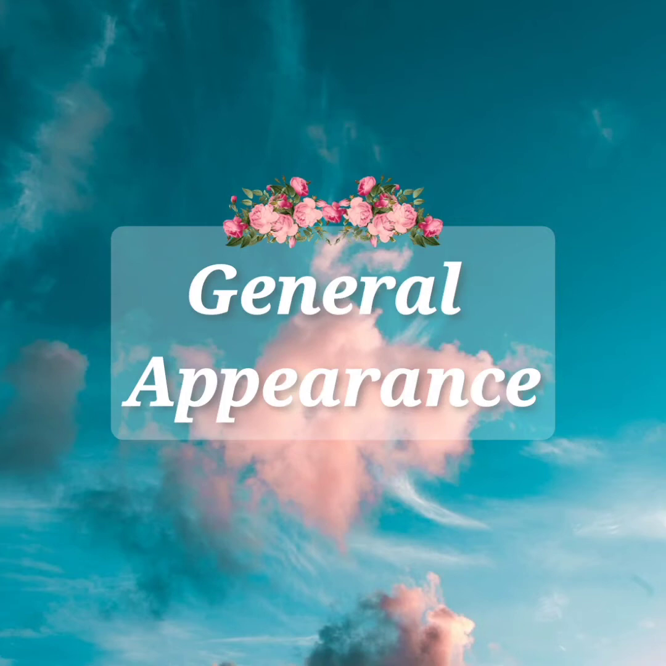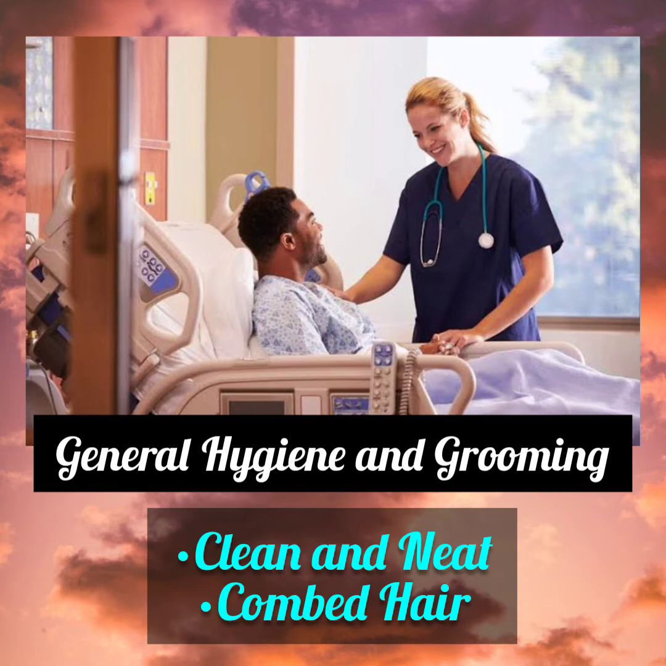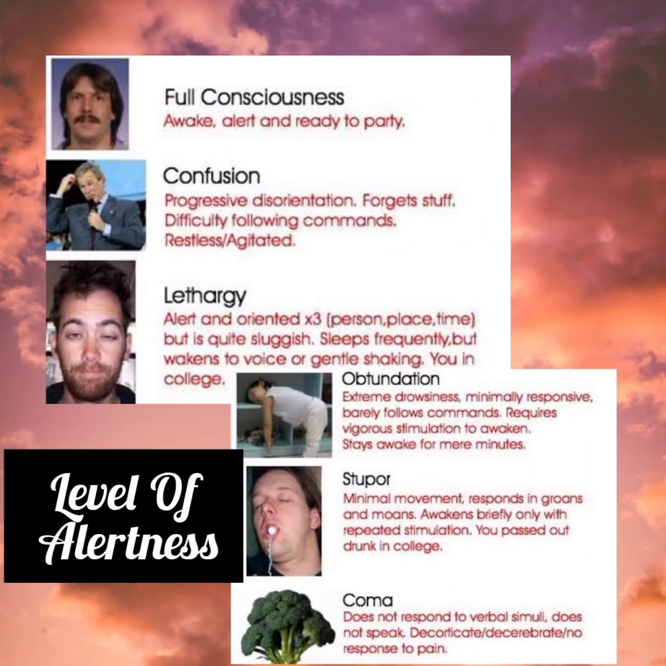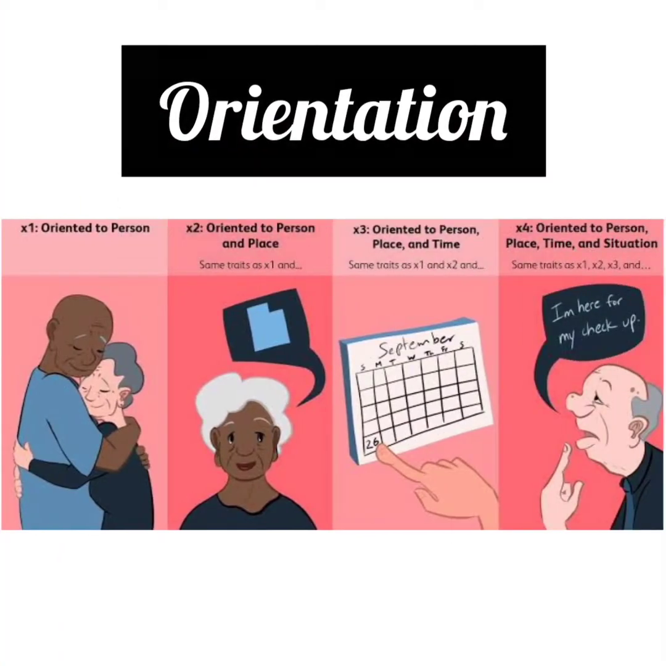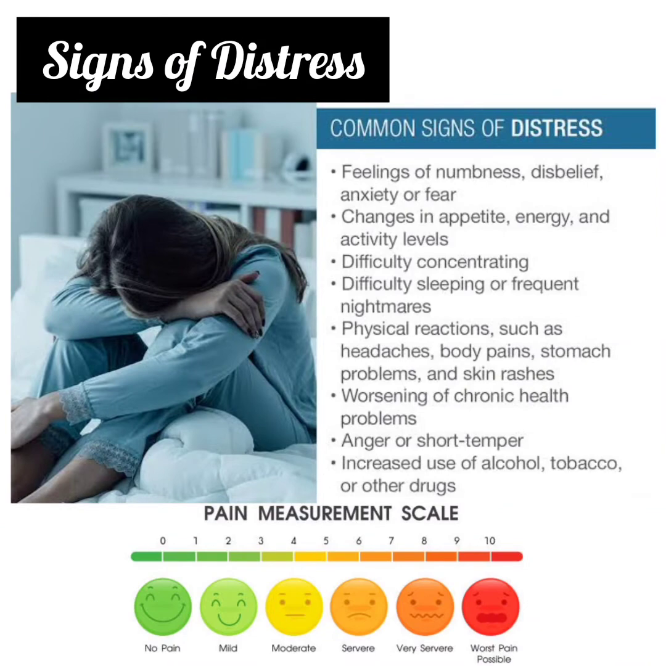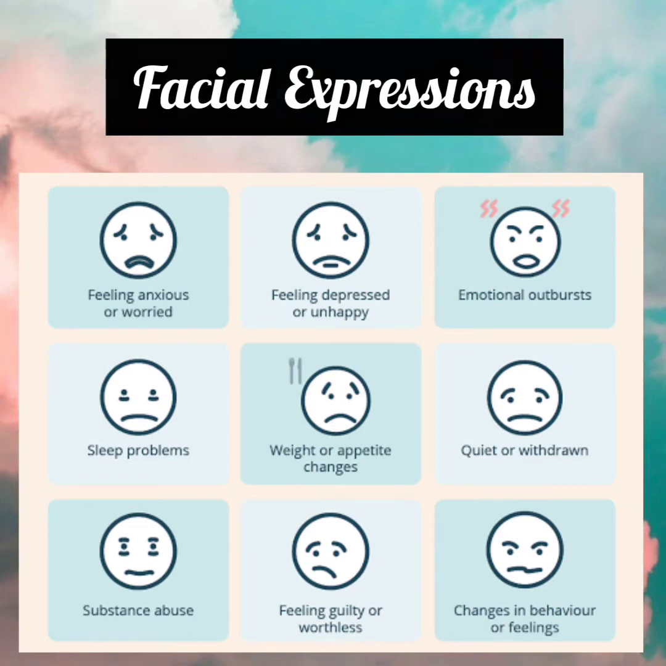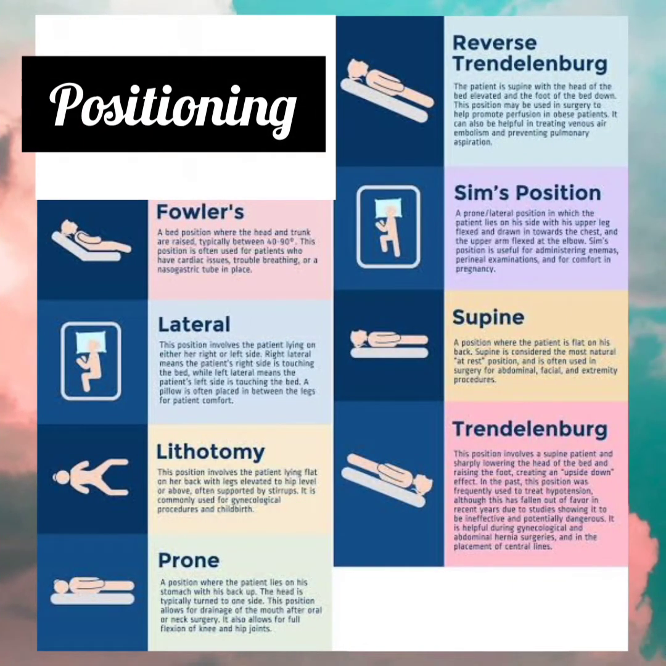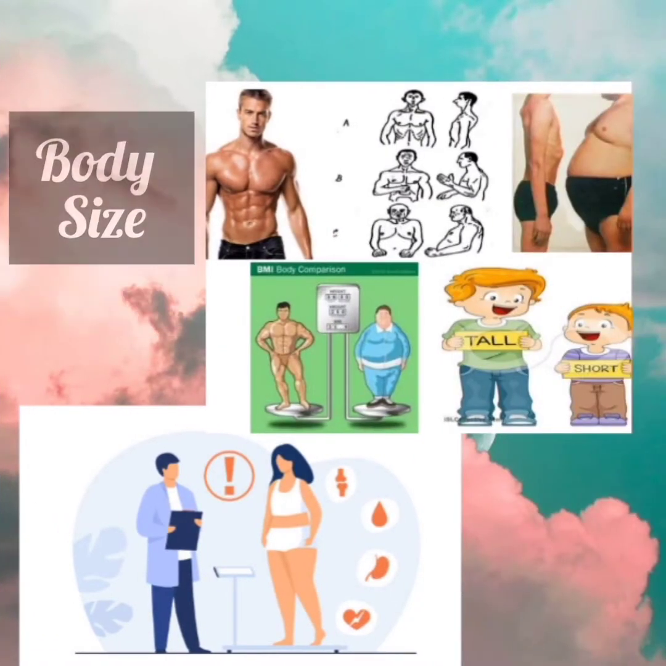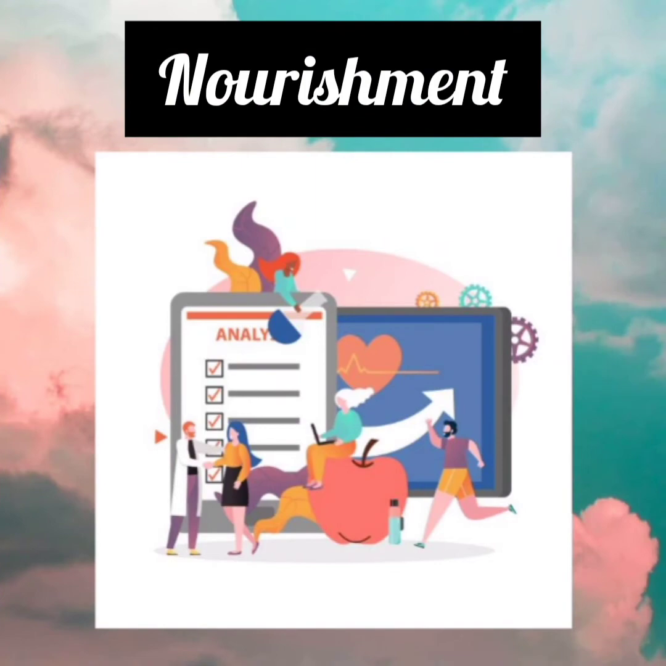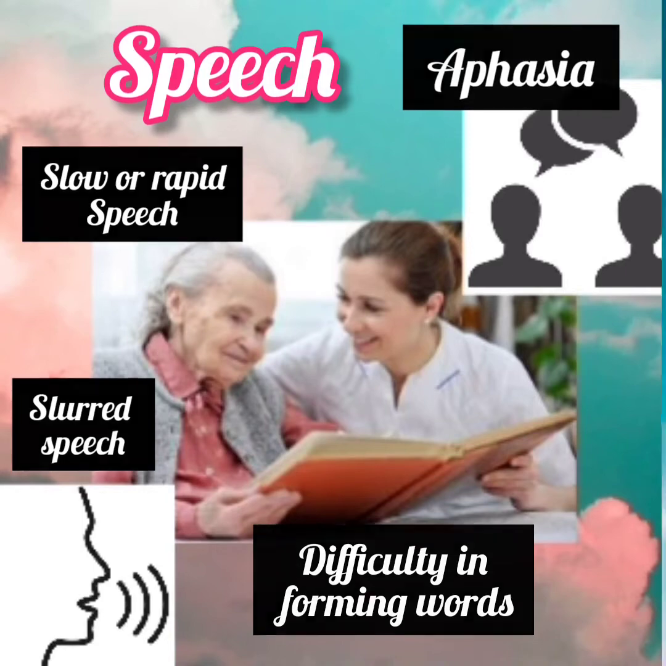Assessing the general appearance. Assess the general hygiene and grooming by assessing if the patient is clean and neat and if the hair is combed. Assess the level of alertness. Check if the patient is oriented to time, place, and person. Assess for signs of distress. Check the patient's facial expressions. Assess the position and posture of the patient. Assess the patient's body size. Check whether the patient is malnourished, well-nourished, or overnourished. Assess the patient's speech for any abnormalities.